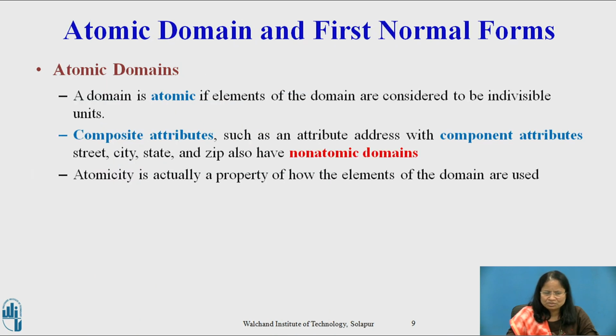Atomic domain and the first normal form. First, atomic domain. A domain is atomic if the elements of the domain are considered to be indivisible units. Composite attributes such as the attribute address with the component attributes street, city, state and zip also have non-atomic domains. Integers are assumed to be atomic, so the set of integers is an atomic domain. However, the set of all sets of integers is a non-atomic domain. Atomicity is an actual property of how elements of the domain are used.